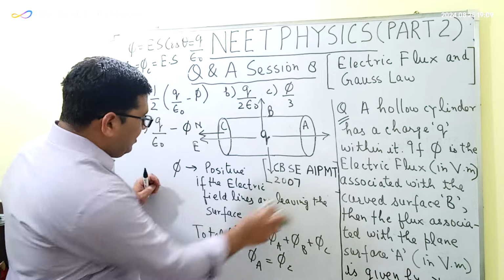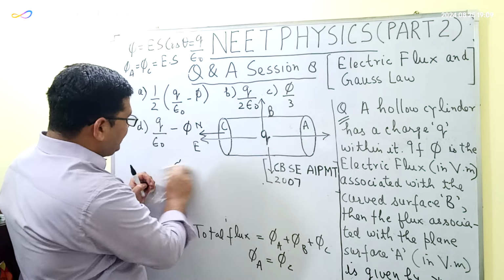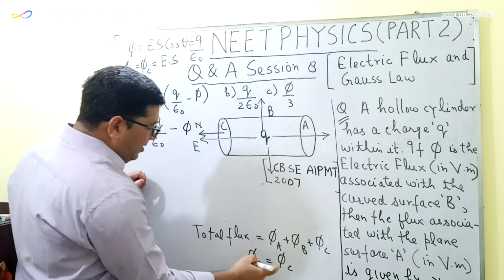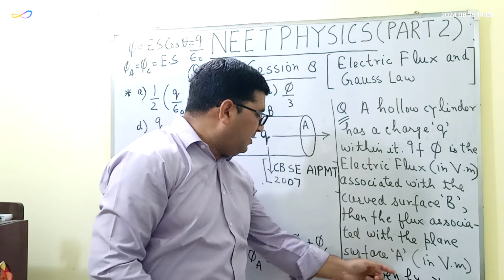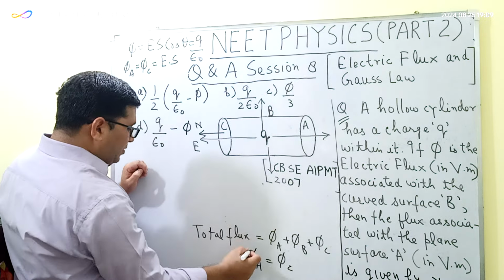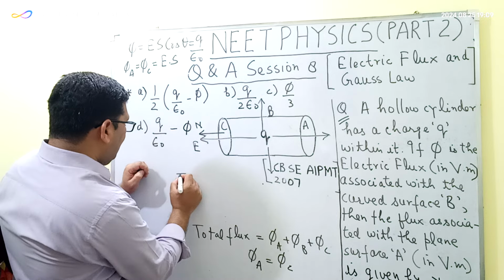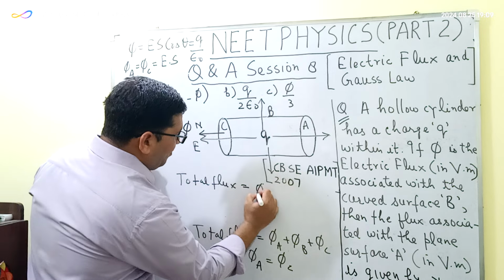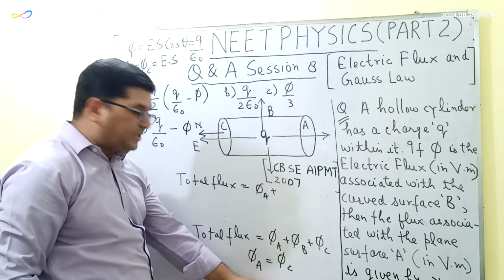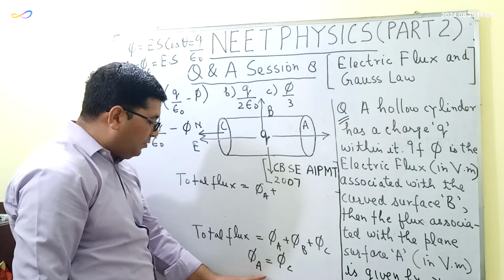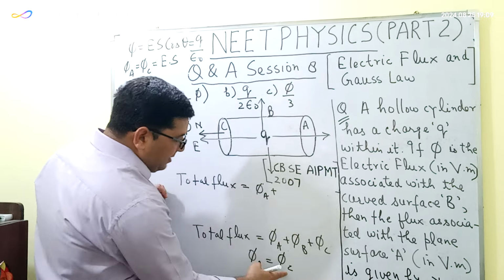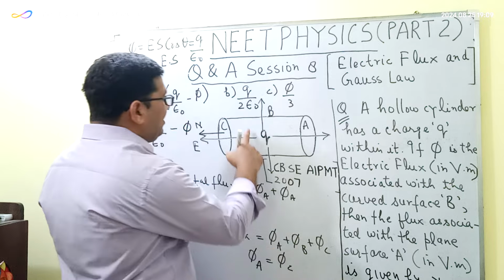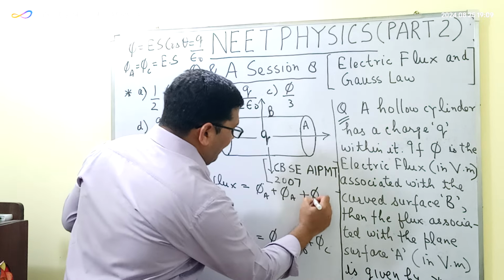The total flux will be given by the formula which is written here, that is phi A plus phi B plus phi C. Now I have to find the total flux associated with the surface A. Since phi C is equal to phi A, I can substitute phi C as phi A, and the flux associated with the curved surface B is equal to phi. So this will be written as phi.